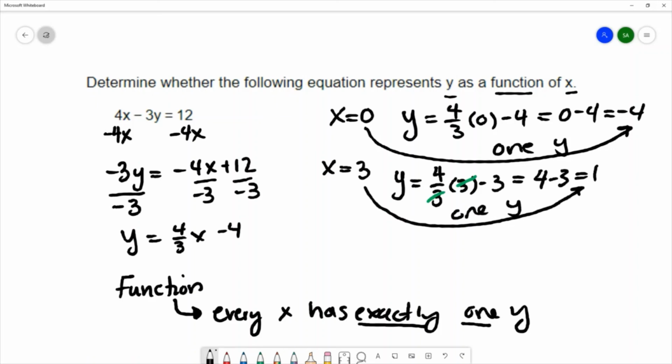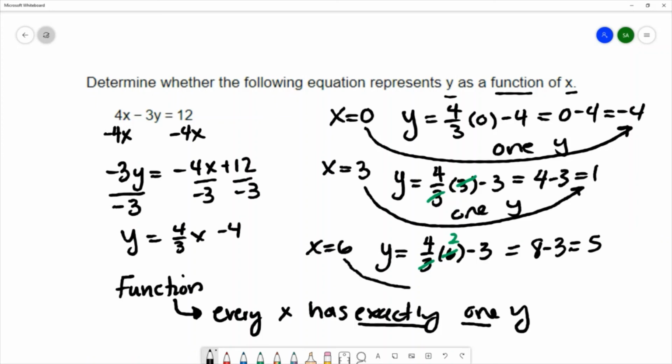We can do another one like x equals 6, and y would equal 4/3 times 6 minus 4. 3 goes into 6 2 times, so I would have 8 minus 4, which is 4. So hopefully you see a pattern here that no matter what x I'm choosing, that's only going to produce one y value, and this fits the definition of a function.